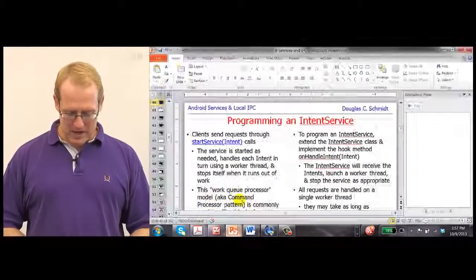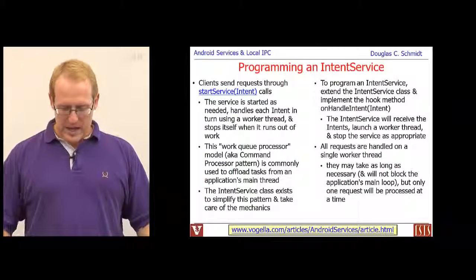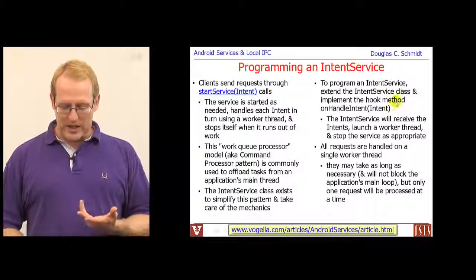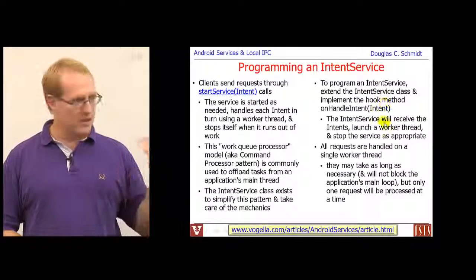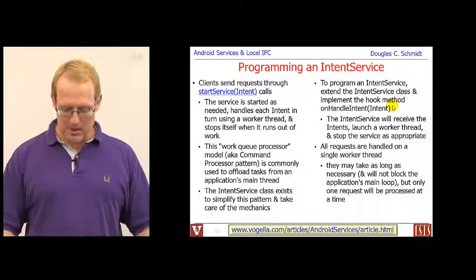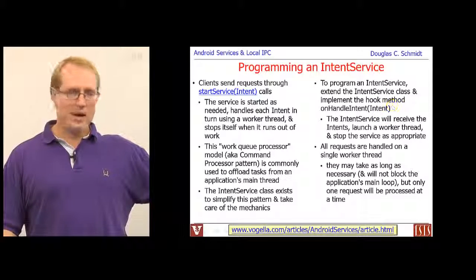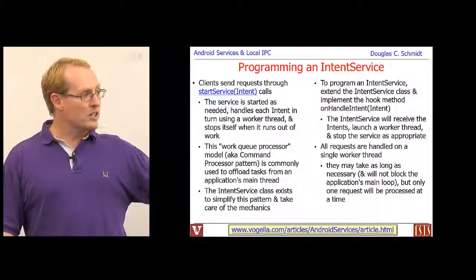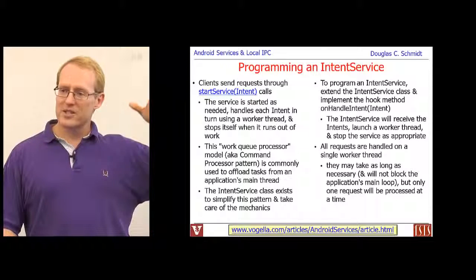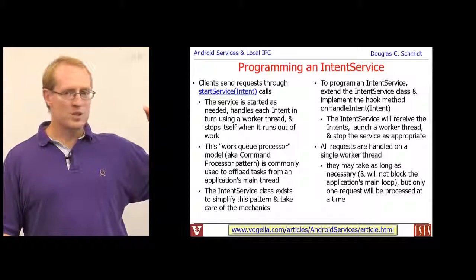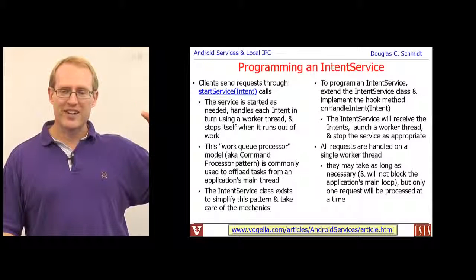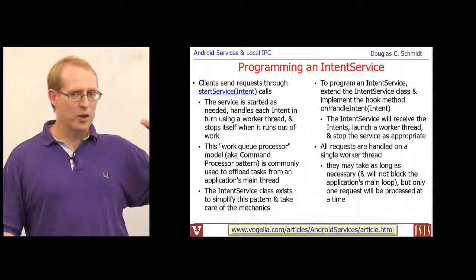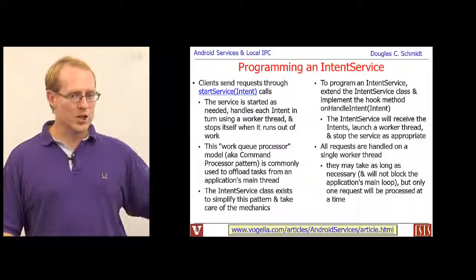So let's go back here and take a quick look. As I was saying, you extend the IntentService class, you fill in the onHandleIntent method, and then that method will get passed back your intent in a separate thread of control. And as long as there's work in the work queue, the IntentService will not shut down. It's only if the queue drops to 0 that the IntentService shuts itself off.